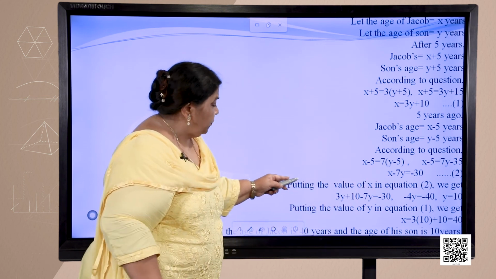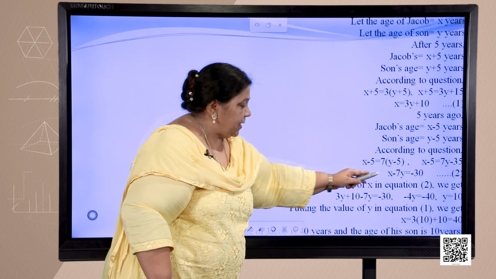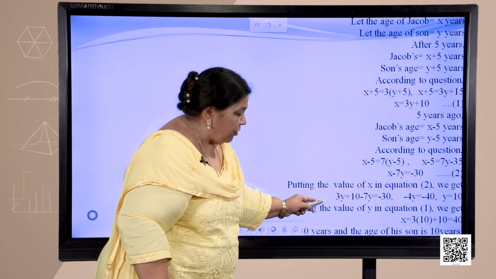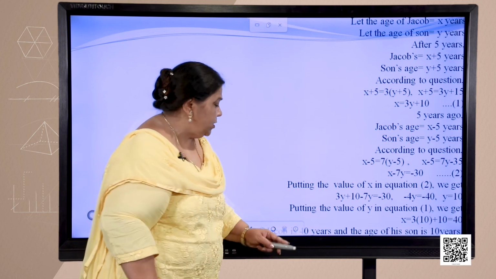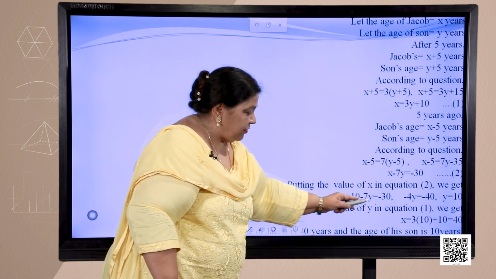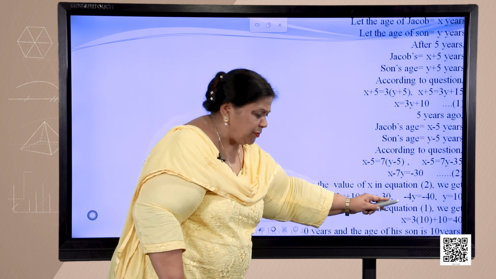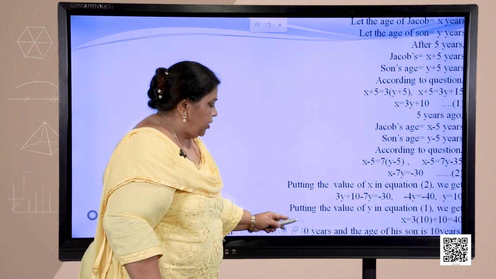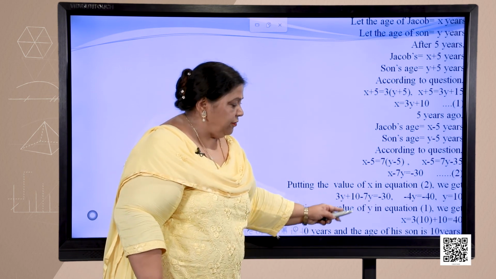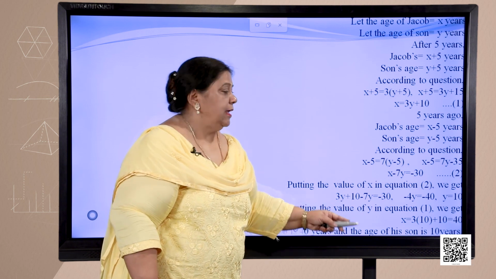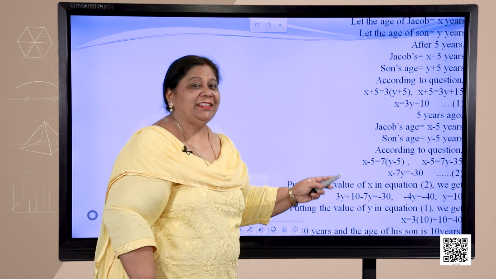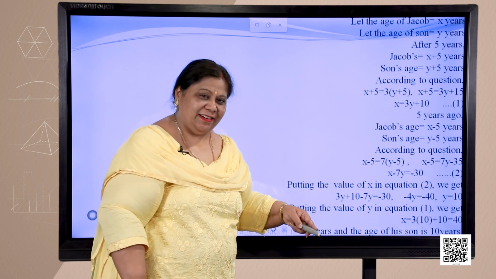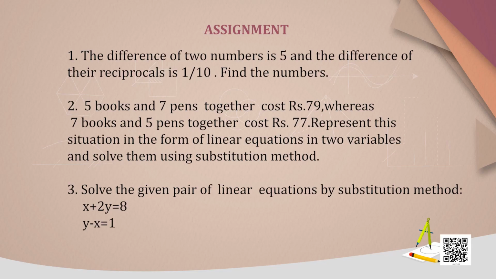We saw just now, and putting the value of x in the second equation, we got the value of y as 10. That means Jacob's son was 10 years old, and putting the value of y in the first equation, we got the value of x as 40. So, age of Jacob is 40 and age of his son is 10 years. So, I hope you have understood this and you have enjoyed solving these questions using substitution method. It is time to take assignment now.